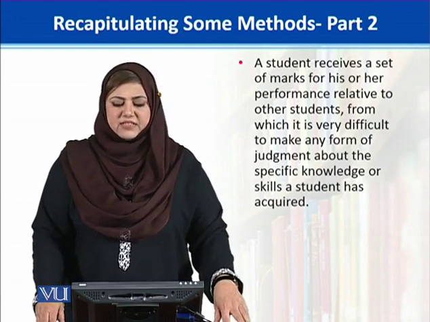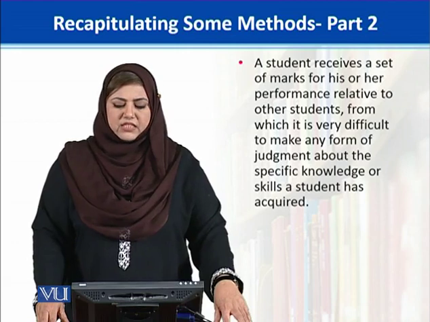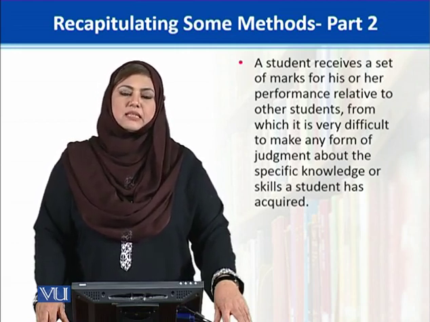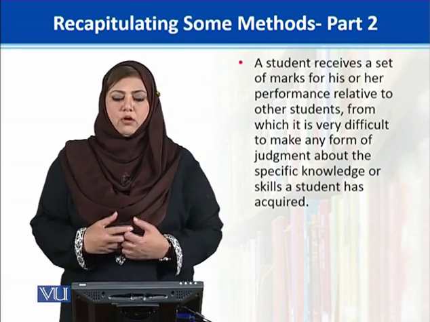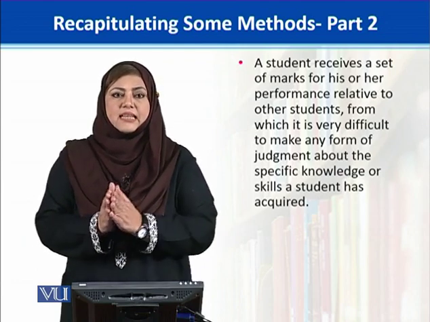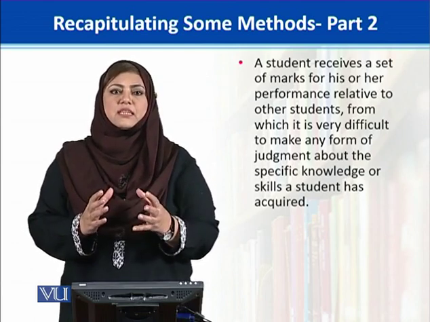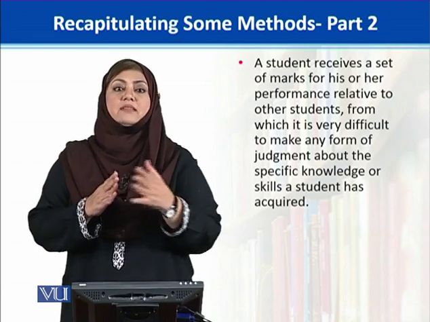A student receives a set of marks for his or her performance relative to other students, from which it is very difficult to make any form of judgment about the specific knowledge or skills of a student that he or she has acquired. Now, when it comes to the weaknesses and strengths of any particular method, this CBLT has this weakness, that it has kind of what I would say relative marking. So if there is a group of 30 students, each student would be graded in comparison with the other 29 students.